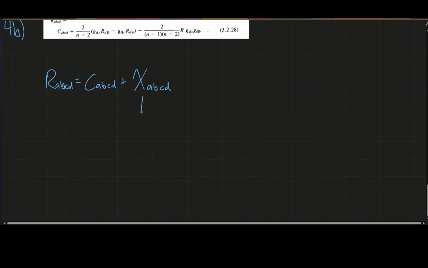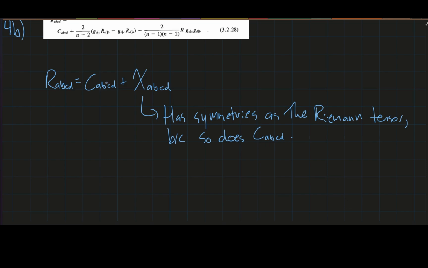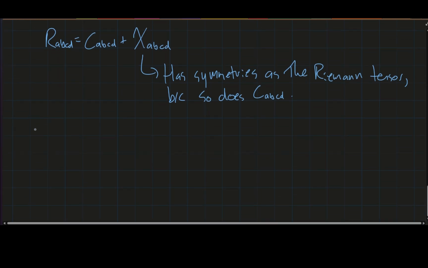Now chi is going to have the same symmetries as the Riemann tensor. The reason for this is because so does C, the Weyl tensor. So yeah, if the Riemann tensor is going to be a sum of these 2 tensors, one of which has the same symmetries, the second one also has to, obviously. So these tensors, using the results from the previous problem, have 3 squared times (3 squared minus 1) over 12 independent components in 3D.